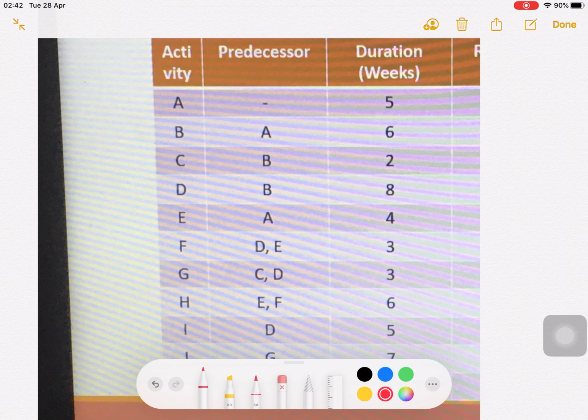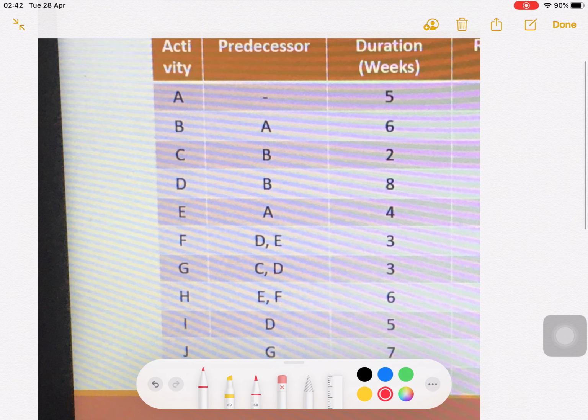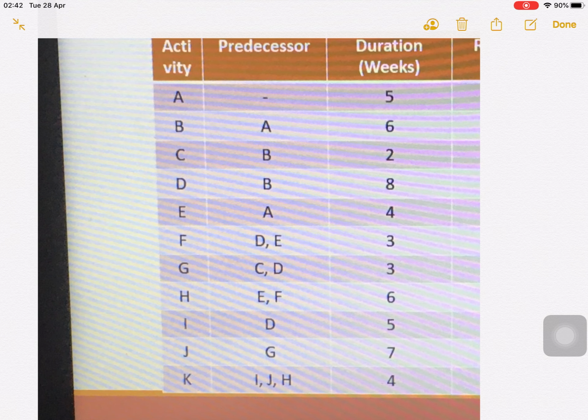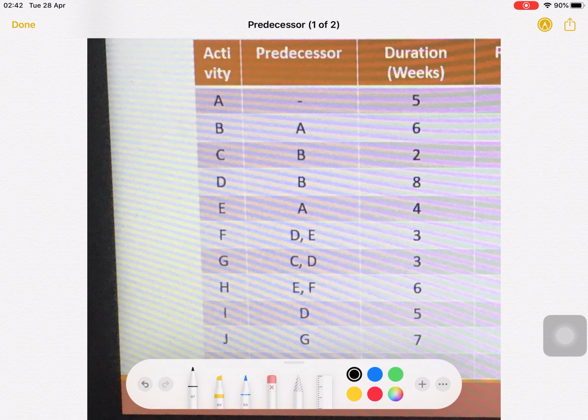If you see activities A, B, C, D, E, F, G, H, I, J and K. For activity A, the predecessor is a dash, which means it is the start. B is an activity whose predecessor is A. When activity A finishes, then activity B can start, and it takes 6 weeks.